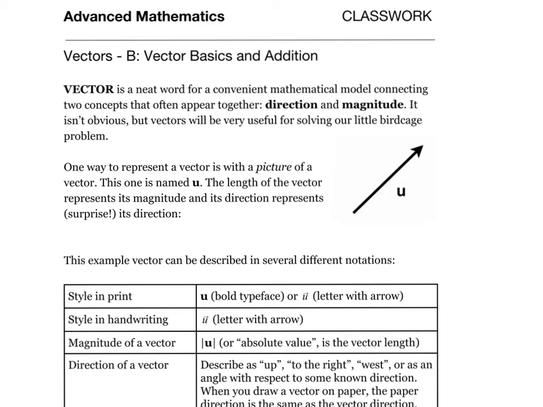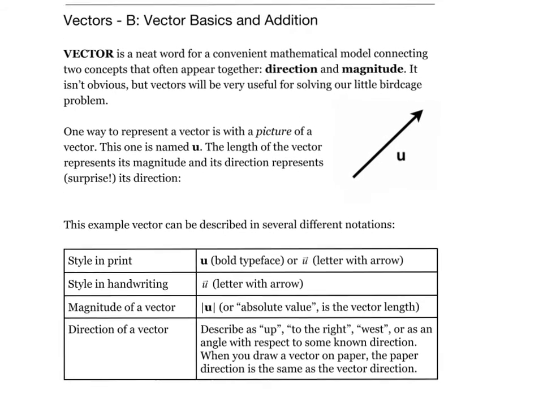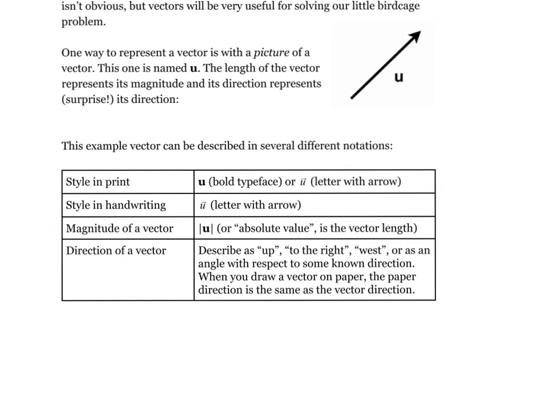Now, if we are dealing with a bunch of different vectors, we want to distinguish between them, we give them names. So this vector here is named u. And when you're writing about vectors, there's some conventions that we can talk about. So in the classwork, when you see a vector referred to with a variable name like u, we use a bold typeface for that.